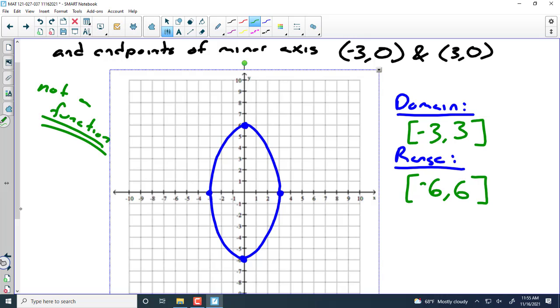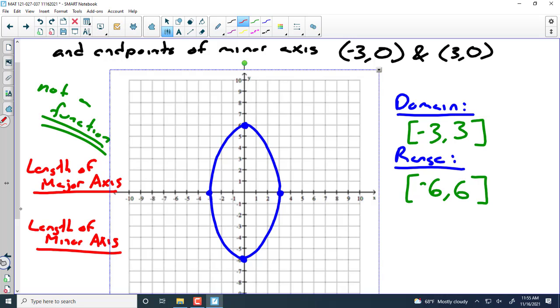You can also answer some other questions about it, like this. Length of major axis, length of minor axis. You can also answer those questions. That's not even an ordered pair or an interval, that's just going to be a number. Like if you dropped a little line segment in there, how long would it be? How long is the major axis altogether? 12 units long. How long is the minor axis altogether? 6.